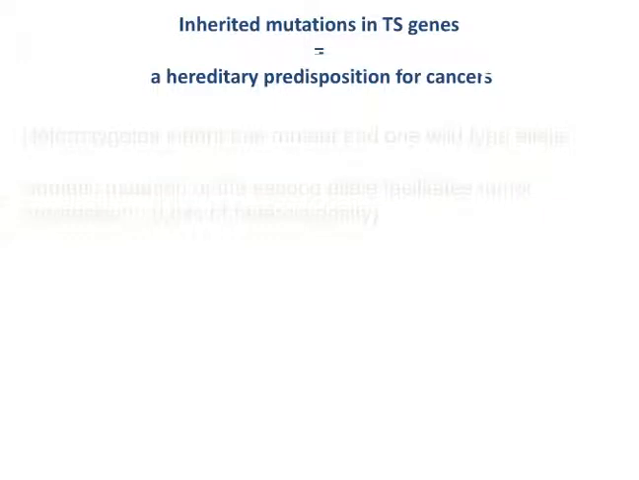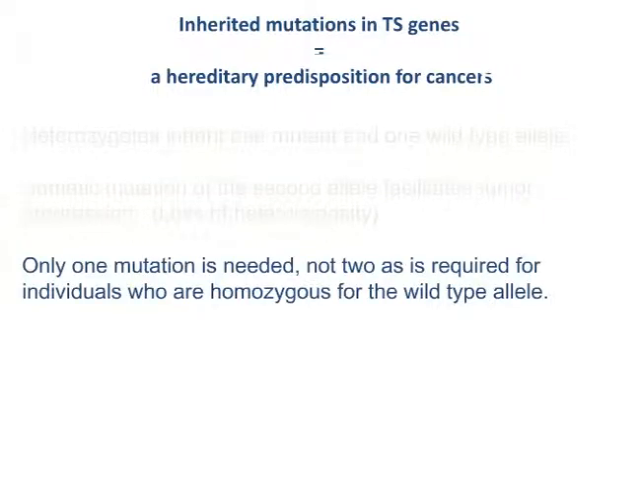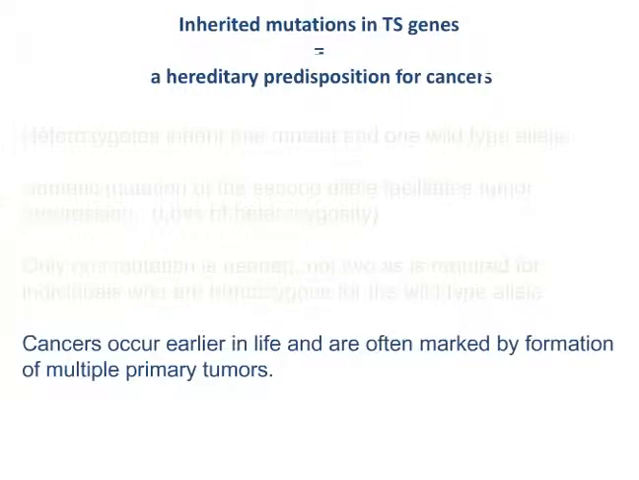Only one mutation event is needed in one cell, not two in the same cell as required for individuals who are homozygous wild-type for the tumor suppressor phenotype. Therefore, in these individuals, cancers usually occur earlier in life and are often marked by formation of multiple primary tumors.